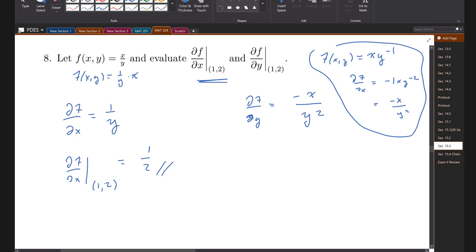So then we're going to evaluate that. Okay, interpret this for me, folks. What we're saying is, let's go ahead and finish it out. Let's go 1, 2, so that'd be negative 1 over 2 squared, which is negative 1/4.